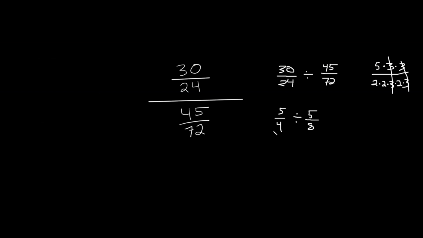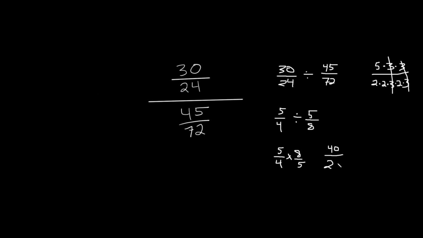So keep this first fraction, so 5 over 4. Change the division sign into a multiplication sign. And then flip these. So this would be 8 over 5. And then we can multiply across. 5 times 8 is 40. And then 4 times 5 is 20.